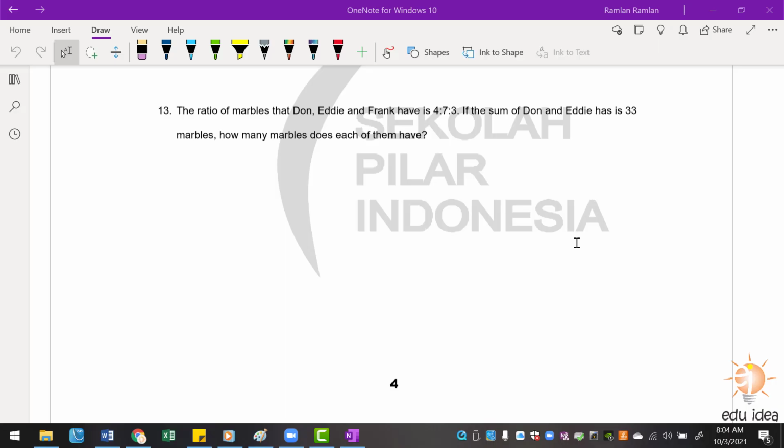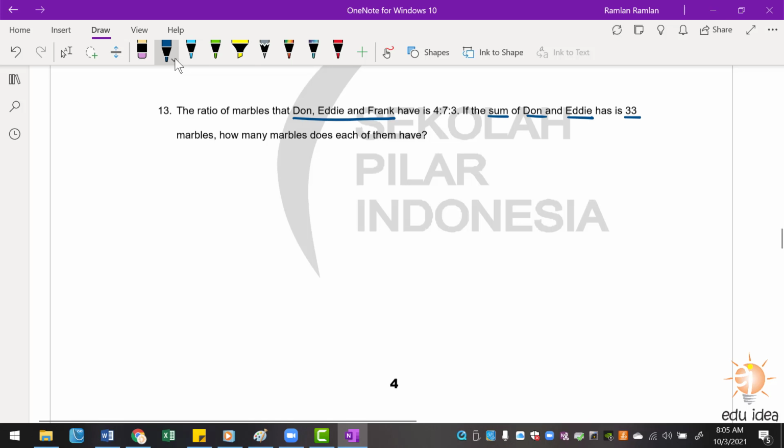13. The ratio of marbles that Don, Eddie, and Frank have is 4 to 7 to 3. If the sum of what Don and Eddie have is 33 marbles, how many marbles does each of them have? So actually it has the same concept as the previous question, but be very careful. You need to really pay attention to details from the question and from the information that is given. Okay, so this 33 here is, yes, the sum, but not the sum for all of them. It's just the sum for Don and Eddie's marbles.